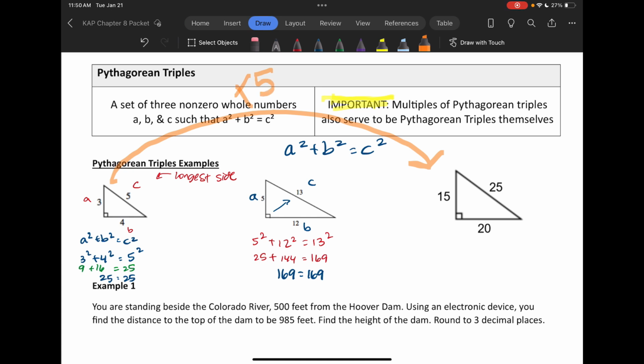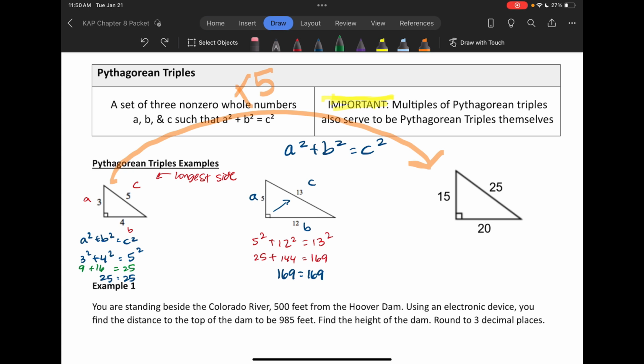What did I do to this bottom side of 4? Yeah, 4 times 5 gives us 20. Same thing with the hypotenuse. 5 times 5 gives us 25. So what we've done effectively is for that first Pythagorean triple, the 3, 4, 5, which is probably one of the most famous, we've multiplied every side length by 5. So this triangle off to the right represents a multiple of the Pythagorean triple. And if what we're saying is true, then this will end up being a triple itself.